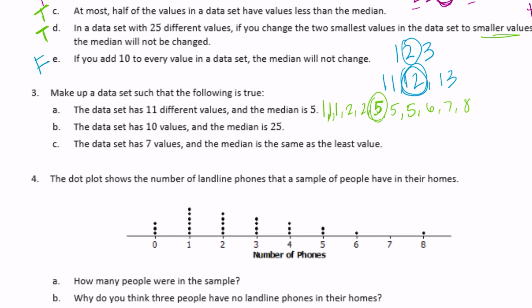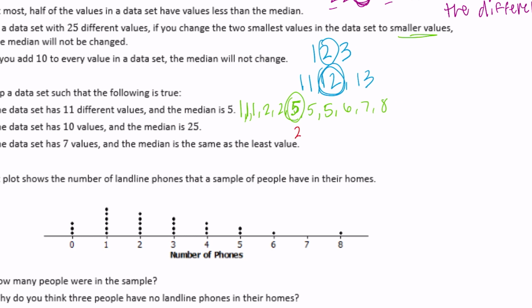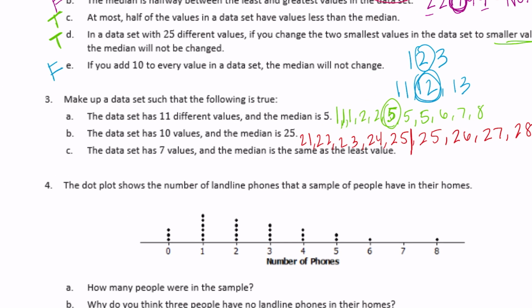B, the data set has 10 values and the median is 25. So now we have 10 values, median is 25. So in the middle, I'm going to put 2 25s, and then we can put anything we want on the outside because the median is going to be right here. There is not going to be an exact median, but if we have 2 25s, then the middle of 25 and 25 is 25. So let's go 26, 27, 28, 29, 24, 23, 22, 21. So is that 10 values? 1, 2, 3, 4, 5, 6, 7, 8, 9, 10. Yep, and the median is 25.